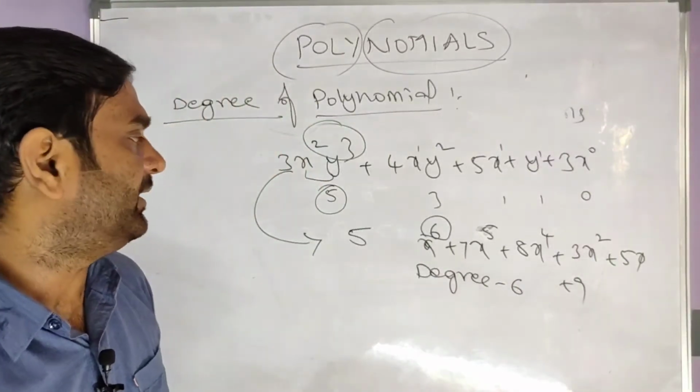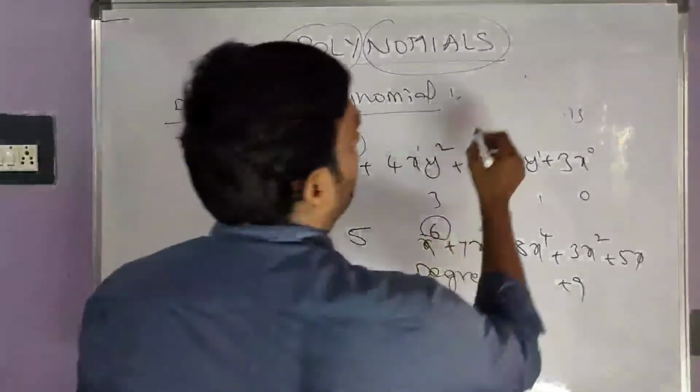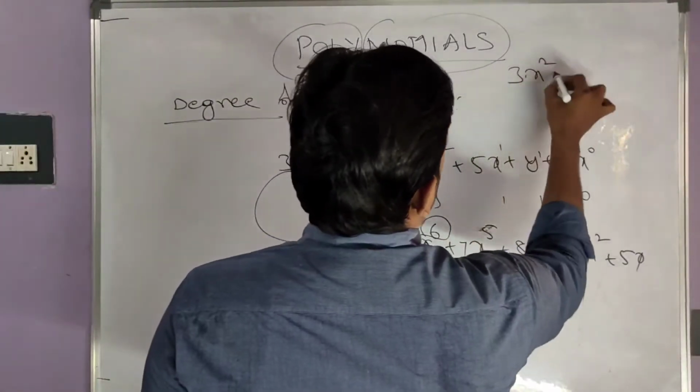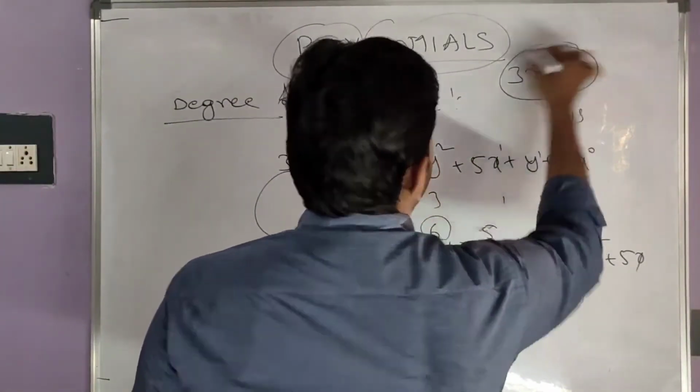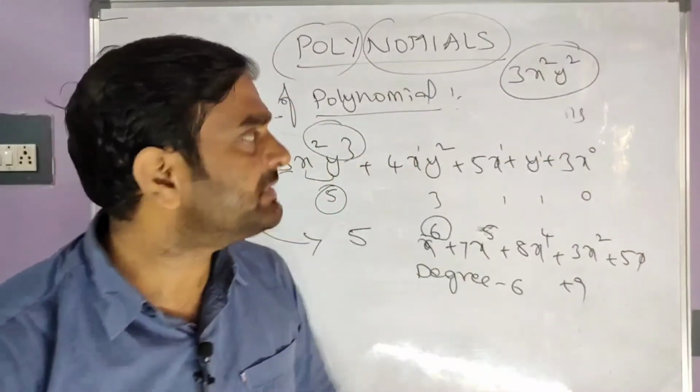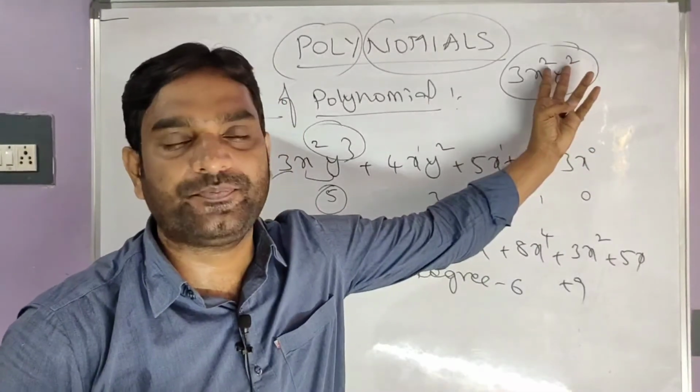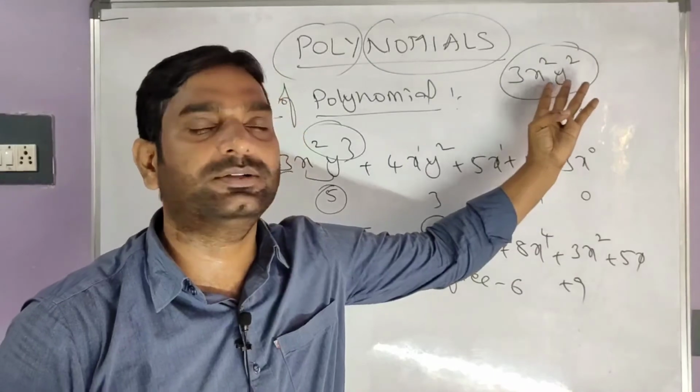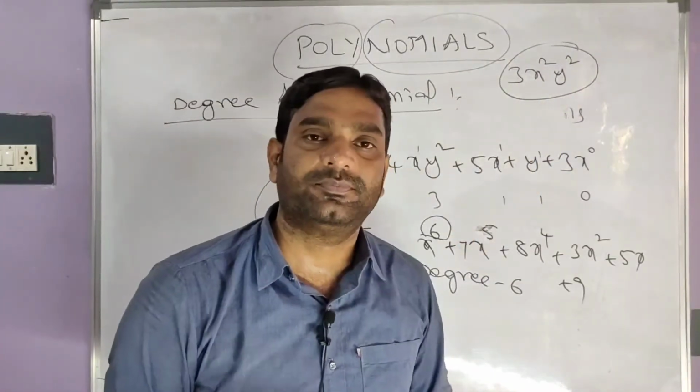And if you are given just a single term, 3x square y square, what is the degree of this polynomial? Very simple, the sum of these two, 2 plus 2, is 4. So the degree of this polynomial is 4. Is that clear?